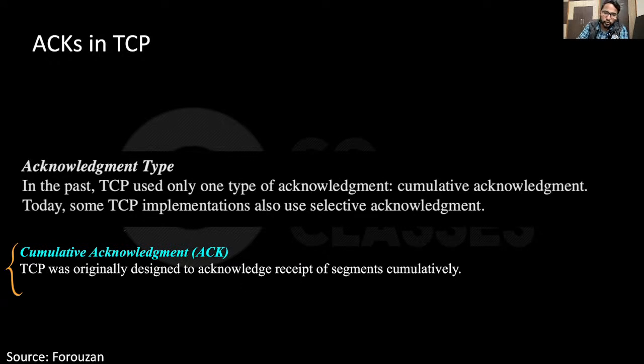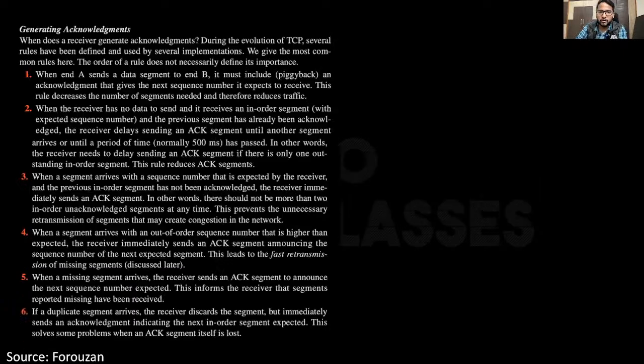I mean, today some TCP implementations also use the selective acknowledgement, but not for GATE. I mean, that's not required for GATE. So for GATE, we will assume that ACKs are cumulative, and I have taken both of these screenshots from Forouzan only. Cool. Now, in TCP, typically, there is some set of rules that I have taken from Forouzan, and using those rules only you generate an ACK. But those rules are very simple.